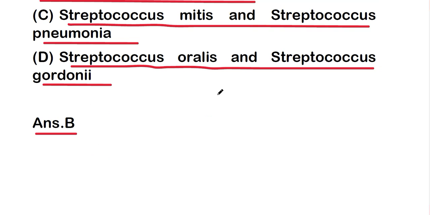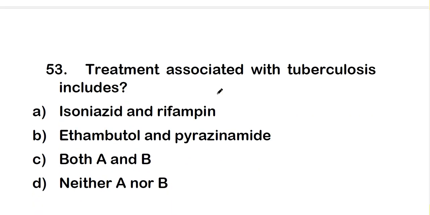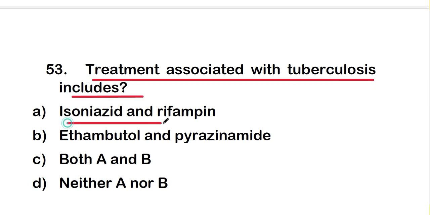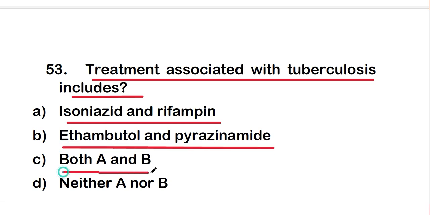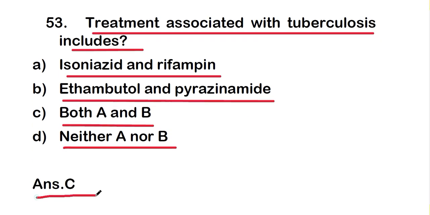Okay, so move on to the next one, question number 53. Treatment associated with tuberculosis includes isoniazid and rifampin, that is option A. Option B is ethambutol and pyrazinamide, and option C is both A and B, or option D, neither A nor B. So the right answer about the treatment associated with tuberculosis is option C, both A and B.